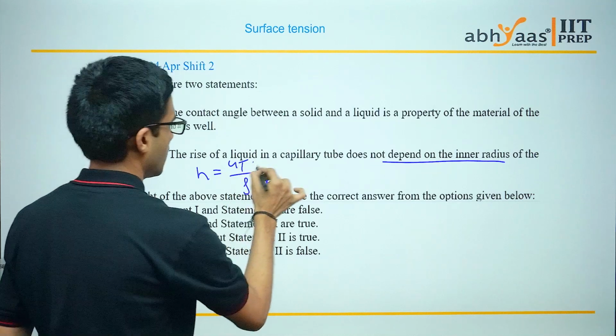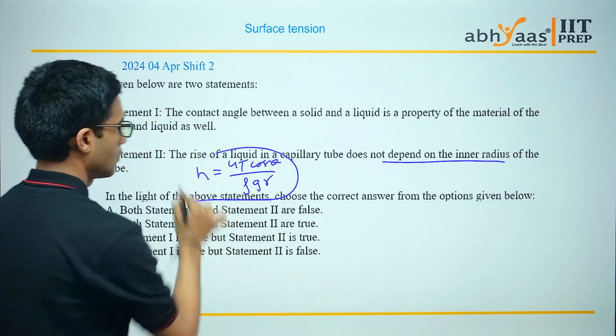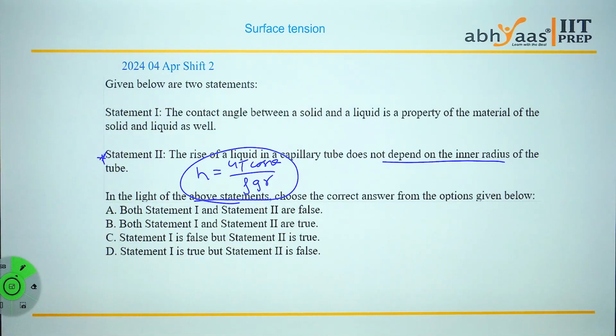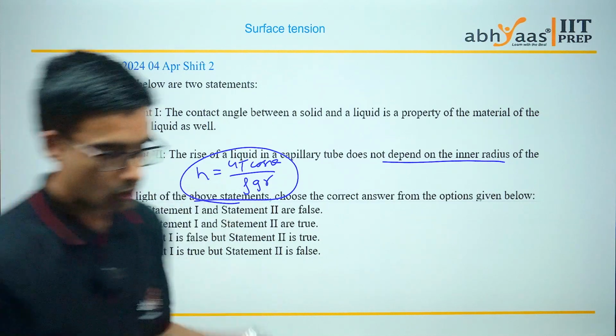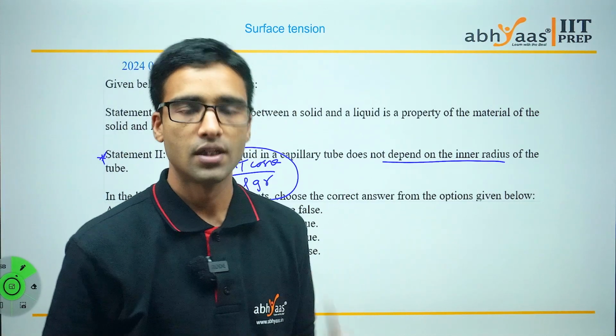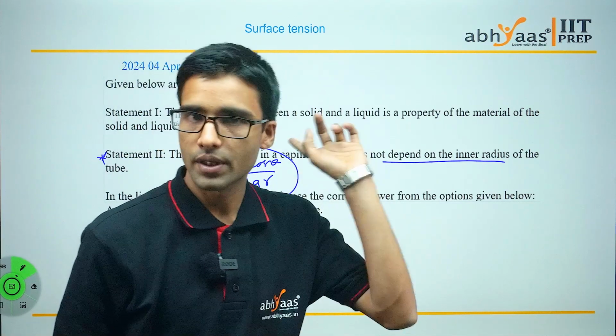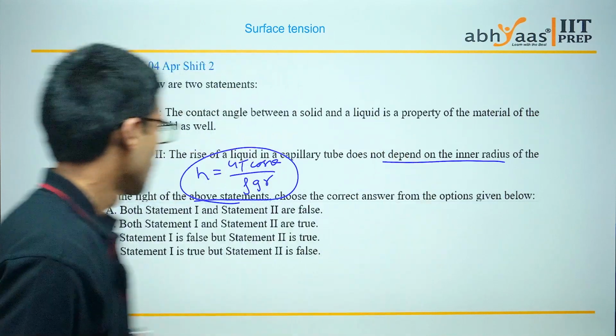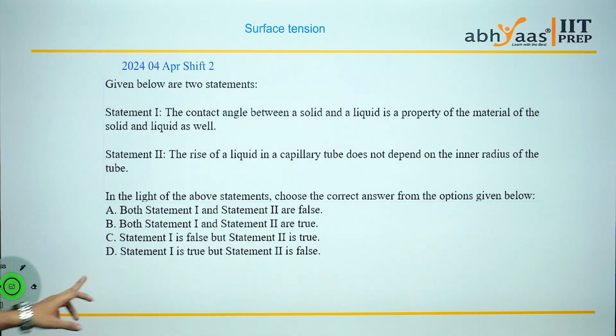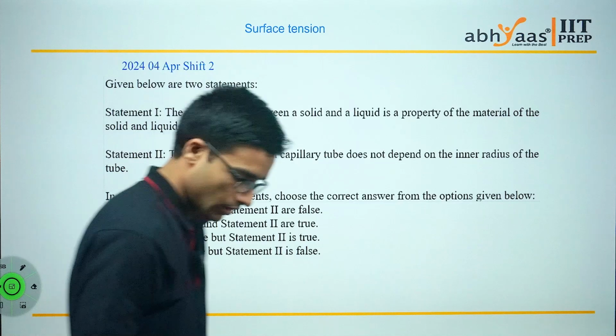2S cos theta by rho g r. So statement 2 is wrong. Statement 1 is right, because the previous question is also having one statement like this. So it is a property. So I answered the previous question also, now also. Okay. Statement 1 is right. Statement 2 is false.